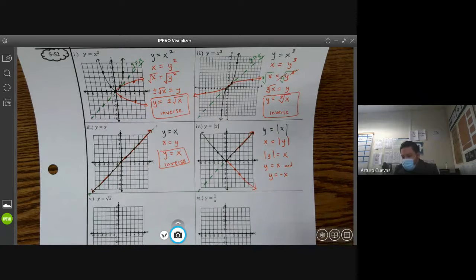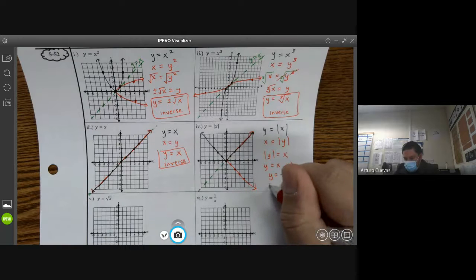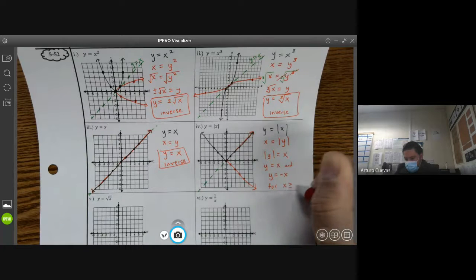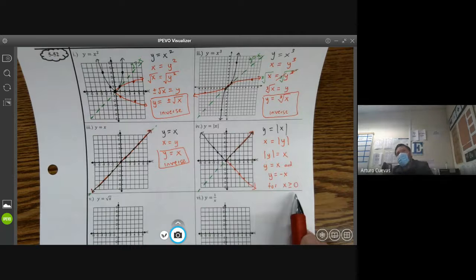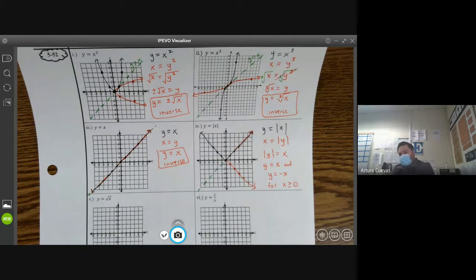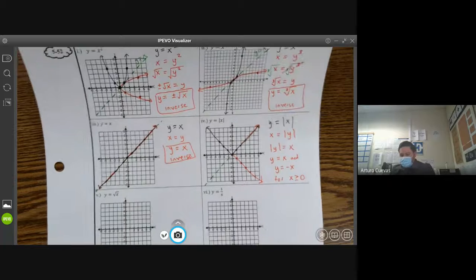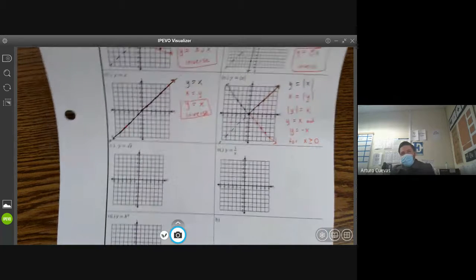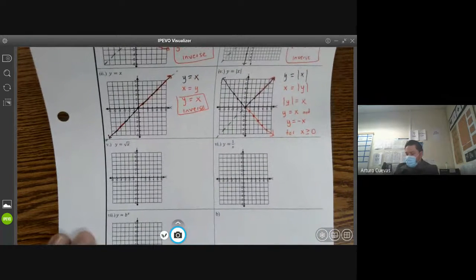However, we have to restrict the domain for x greater than or equal to 0. I'm not going to explain why, because we don't need to know that yet. But basically, the absolute value does not go to the left. Okay, it does not go to the left. Okay, let's continue. Square root of x.